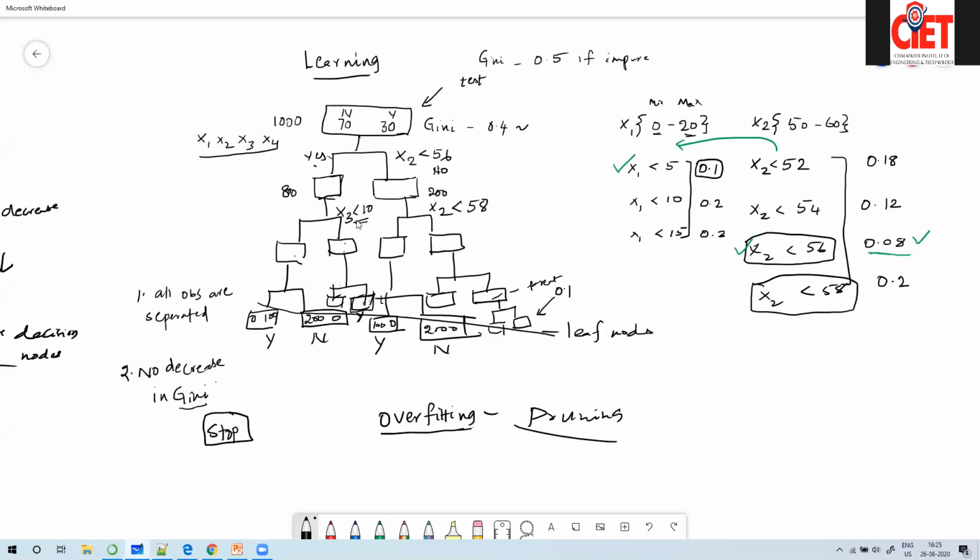For this node, what are the available variables? What are the available split points? Try to check which one gives the least value of Gini at the child nodes. That would be chosen to make the split. That would be continued until one of these 2 criteria are satisfied, or a third criteria which I just mentioned, like force stopping the tree from growing using a max depth. If one of these conditions is satisfied, the tree will stop learning.